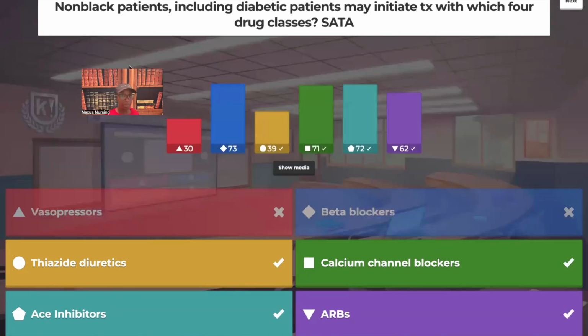Okay, let's talk about this. Thiazide diuretics, calcium channel blockers, ACE inhibitors, and ARBs. Those are the 4 that have been shown to be most effective. And so current guidelines start with these 4. Those are the 4 that you would expect to be ordered.